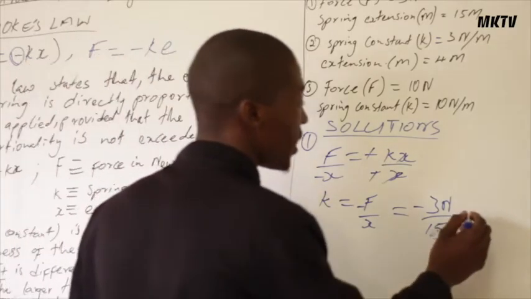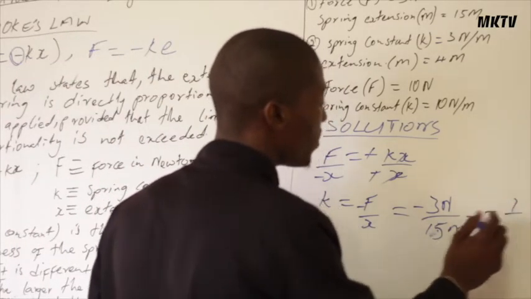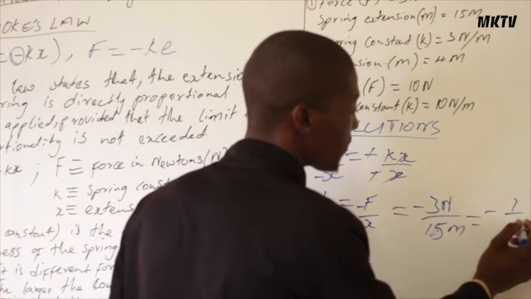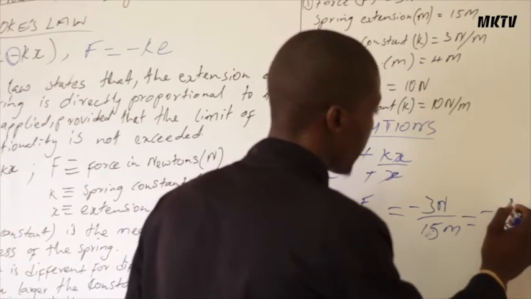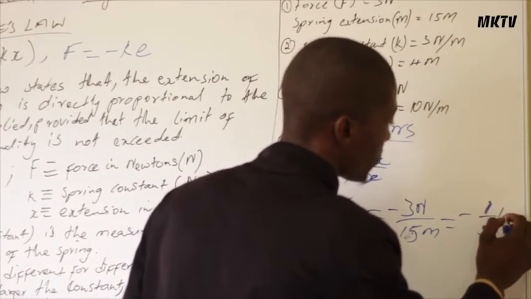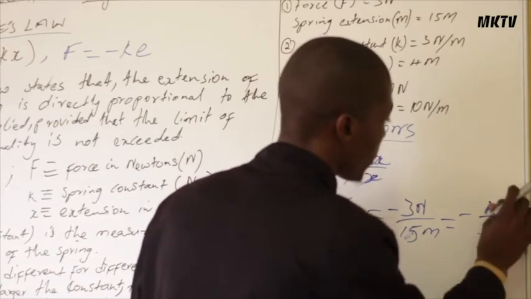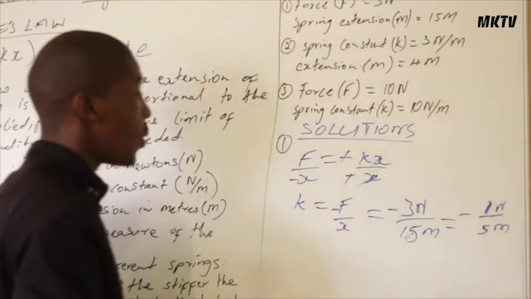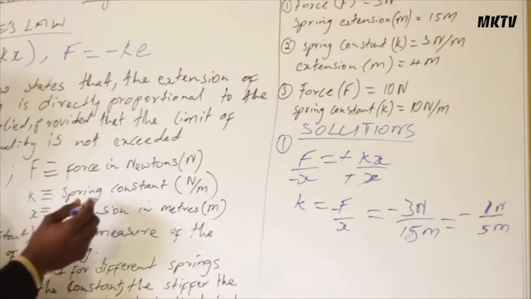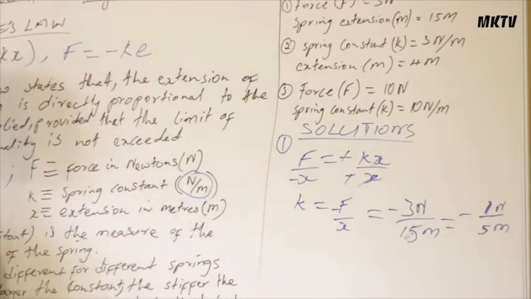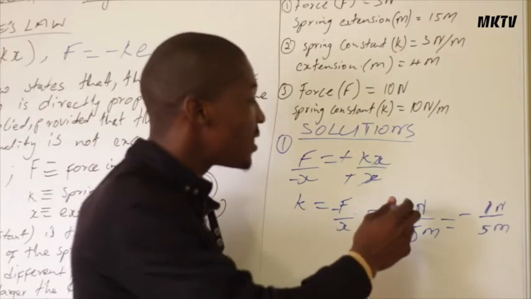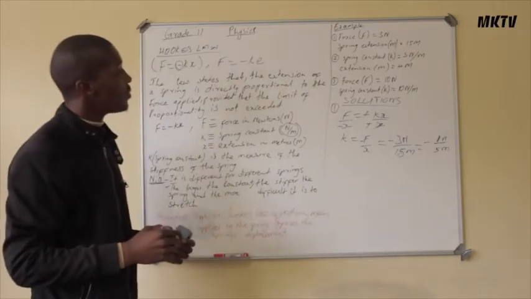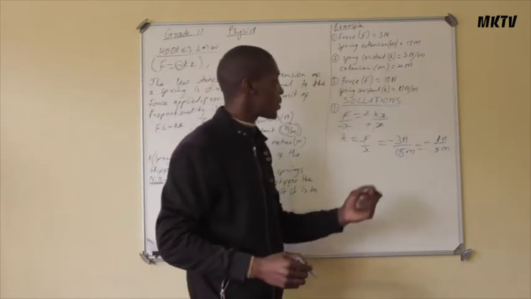When calculating, we will get negative 1 over, we know that 3 into 3 goes once, into 15 it goes 5 times. We are just simplifying. Hence we will get newtons over meters, and in our notes we showed that the spring constant has the units newtons per meter, because we are dividing the newtons by the meters. So let's move on to example number 2.